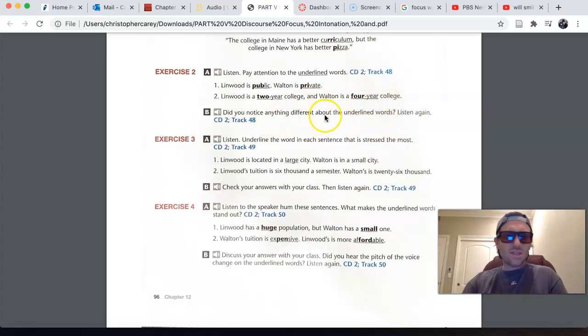Do you notice anything different about these underlined words? Yeah, they're definitely stressed. We can hear the word stress and the syllable stress because these are content words, right? Public and private are adjectives. 2-year college and 4-year college are both adjectives.